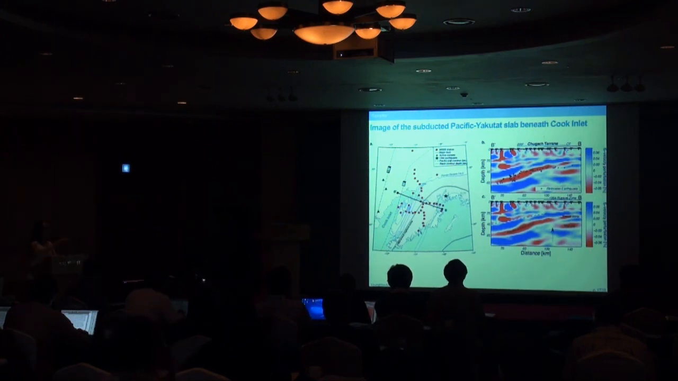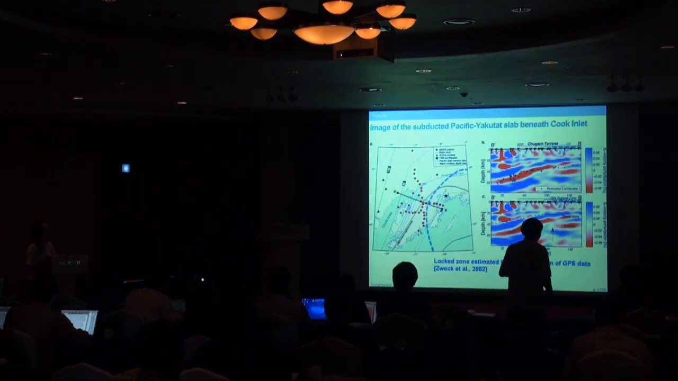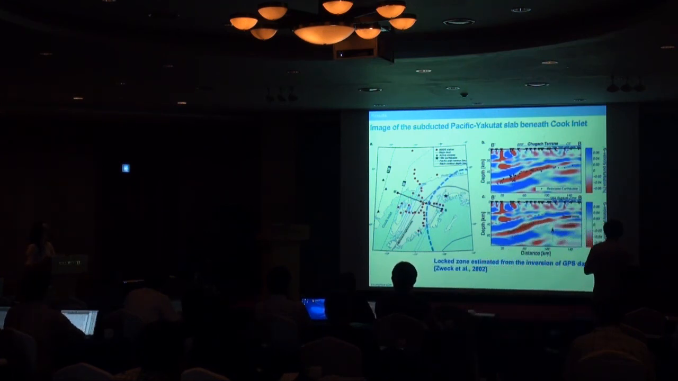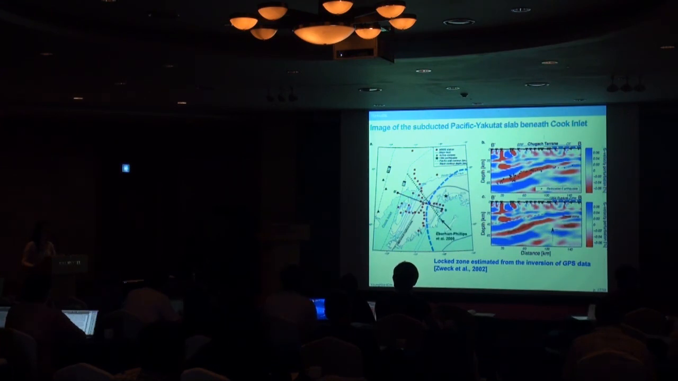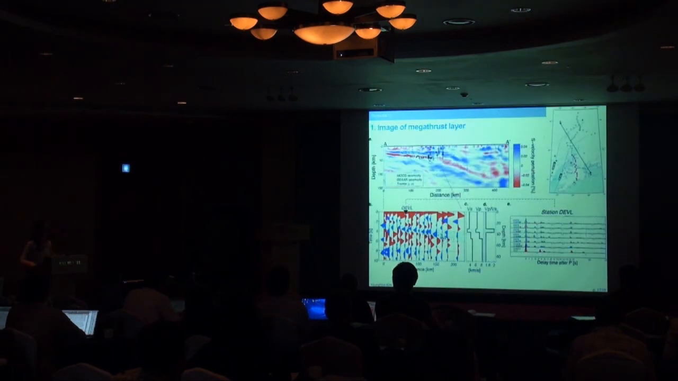And they lie more east of this 1964 rupture zone. Interestingly, it's more closely related to this lock zone estimated from the inversion of the GPS data set. So this is the Eberhard Phillips location. This is just a summary. I have these two striking images.